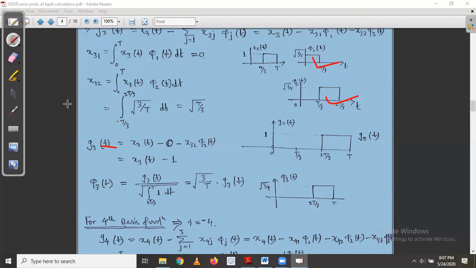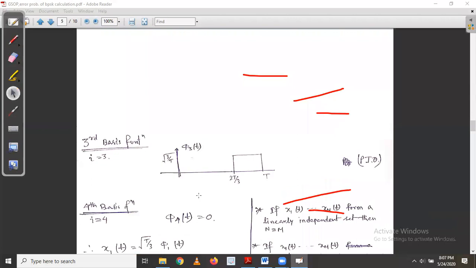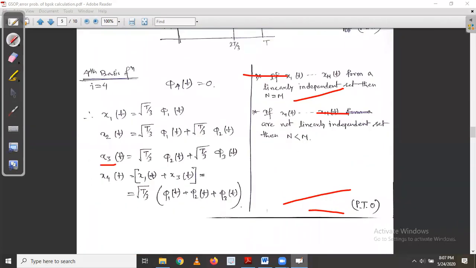Similarly, what about x3? First you will see the equation of x3. x3 is this one, that is t by 3 to t. We have to see what basis functions are in this range, t by 3 to t. This one and this one. That means x3 depends on phi 2 and phi 3. That is what we have to see actually.